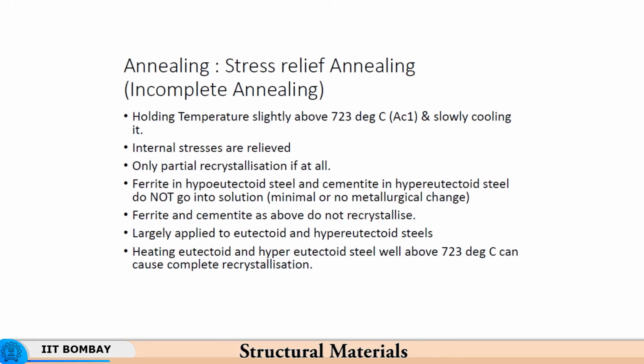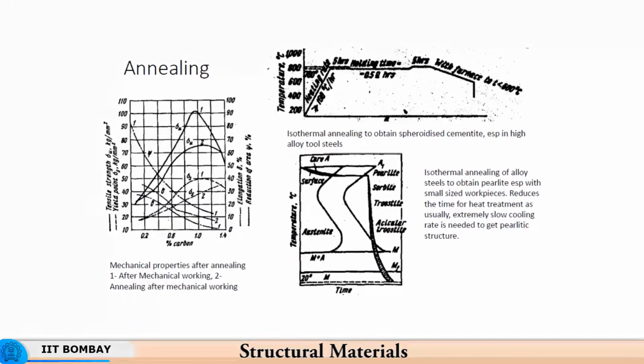internal stress levels. So that is why it is applied to eutectoid and hypereutectoid steels, and if you heat eutectoid and hypereutectoid steel well above this temperature, then it can cause complete recrystallization. So completeness of recrystallization would occur only at much higher temperatures.